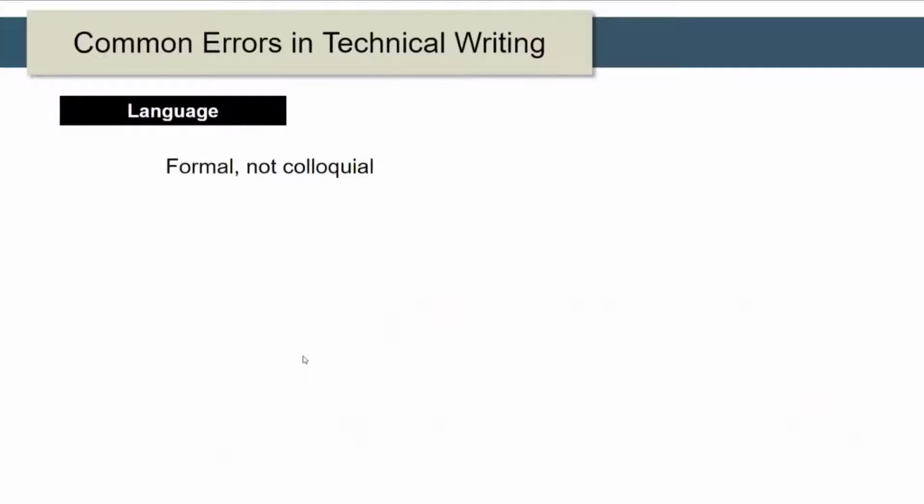What kind of language should you use in technical writing? Formal, not colloquial, meaning not informal. Do not use contractions. You don't use don't or can't. You always write do not or cannot.